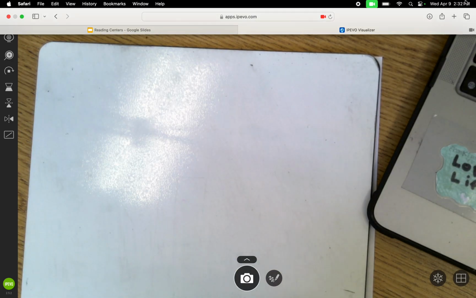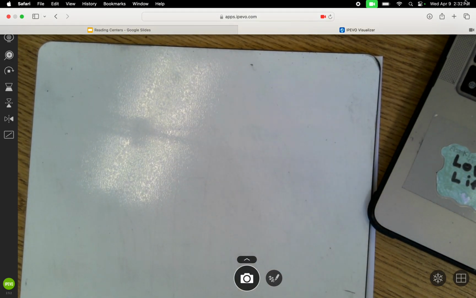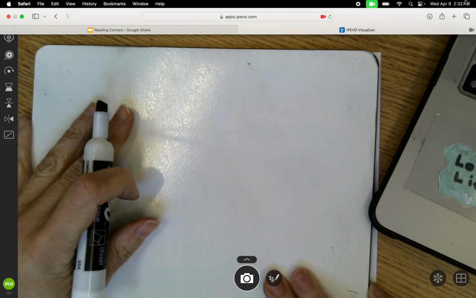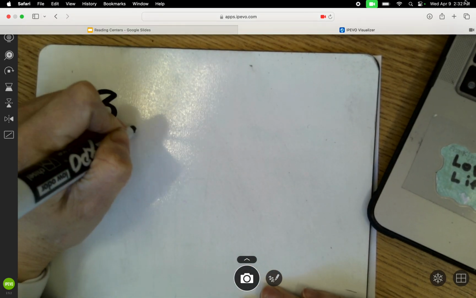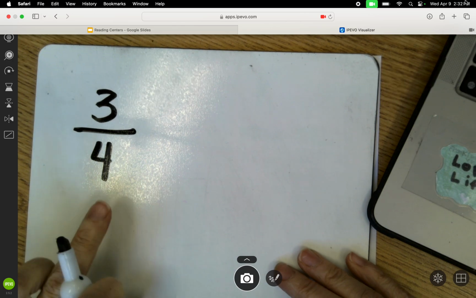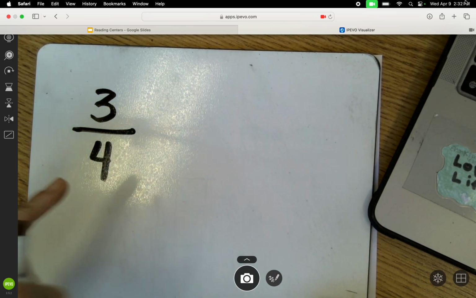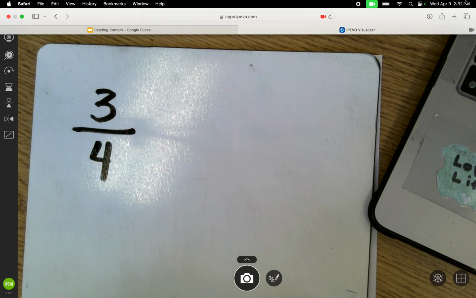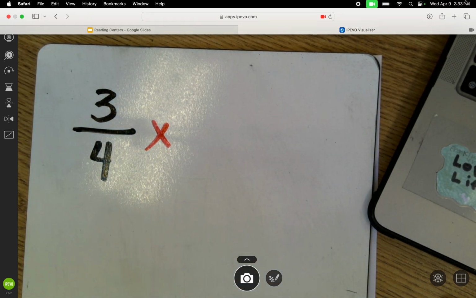When we create equivalent fractions, one strategy is to multiply. So say I have 3/4 and I want to create an equivalent fraction. I can multiply 3/4 by a fraction with the same number in the numerator and denominator. So I could pick anything.